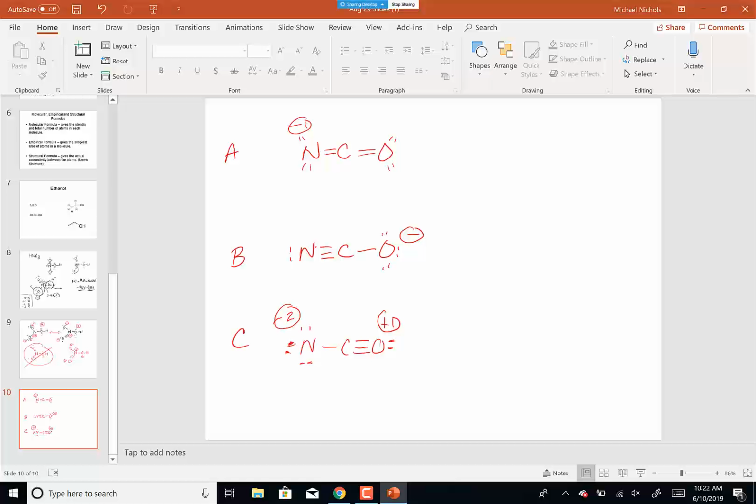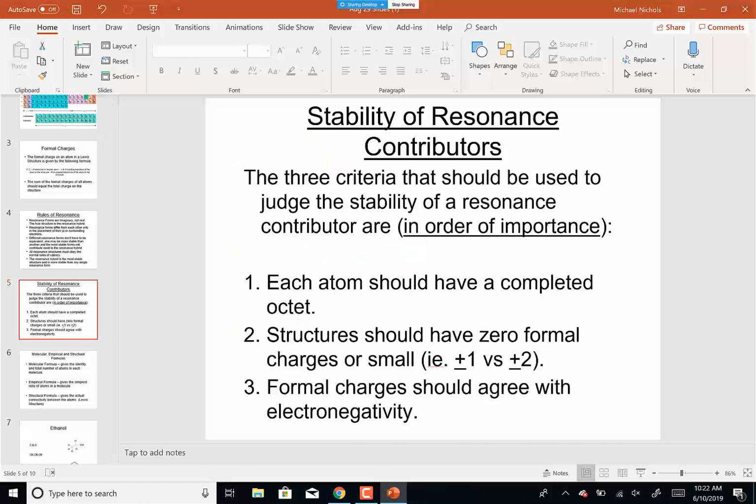So now let's go back here and talk about the rules. Here are the rules, and they are in order of importance. In other words, we use these as tiebreakers. Number 1 can break a tie. If they're the same, we go to number 2. If they're the same, we go to number 3. Number 1: each atom should have a completed octet. Does that rule out any of the 3 that we drew? No, they all have octets, so they all pass number 1.